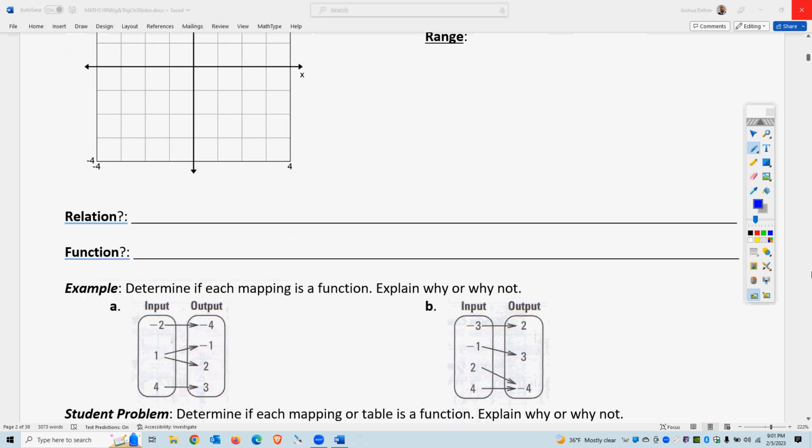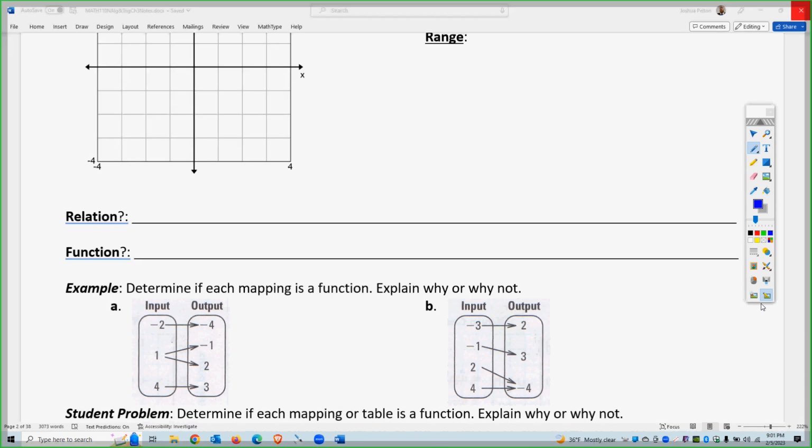So in this case, is it a relation? Yes, it is a relation because it maps inputs to outputs. Okay, so some relations are functions, but not all, I'm sorry, some relations are functions and all functions are relations. So in this case, it also is a function.